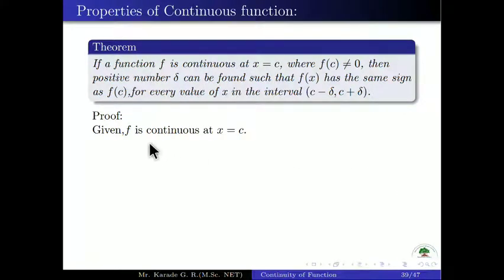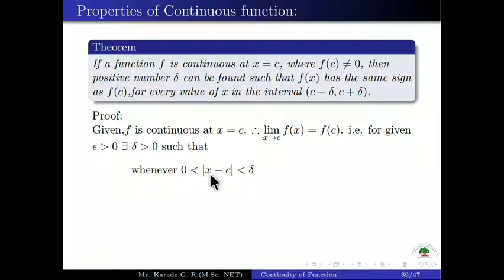Given f is continuous at x equal to c, therefore limit of f of x as x tends to c is equal to f of c. So this is the definition of continuous function. That is, for given epsilon greater than 0, there exists a delta greater than 0 such that whenever mod of x minus c is greater than 0 and less than delta, this must imply mod of f of x minus f of c is less than epsilon.